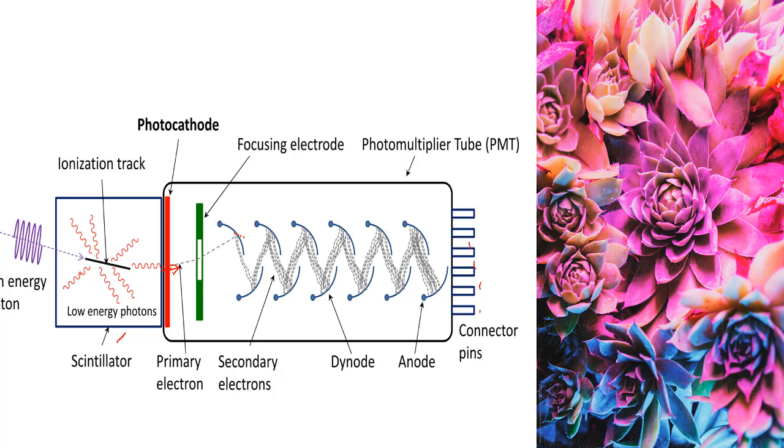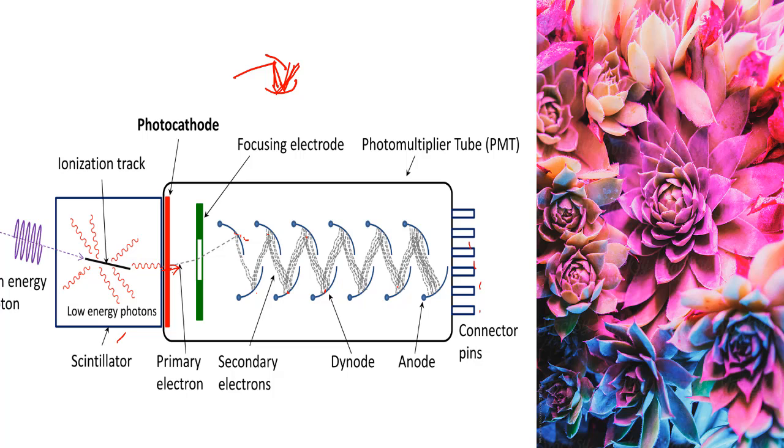This is the photomultiplier. When one electron hits it, it will release two electrons. When those two electrons hit the next photomultiplier stage, it will release four, because one releases two, so two will release four. Then 4 will become 8, 8 will become 16, and 16 will become 32, and so on.